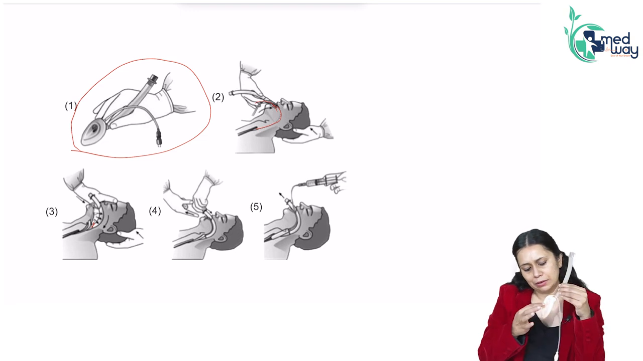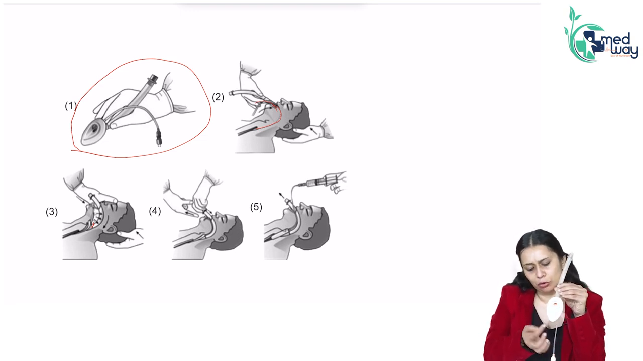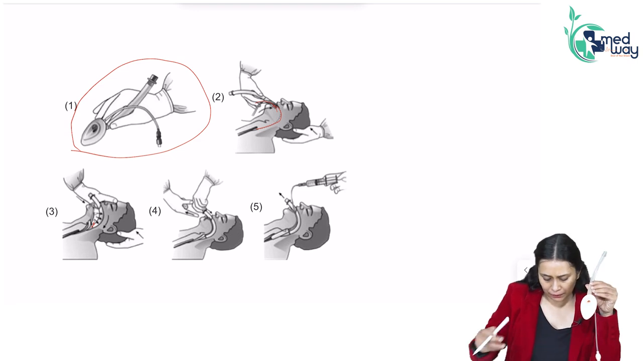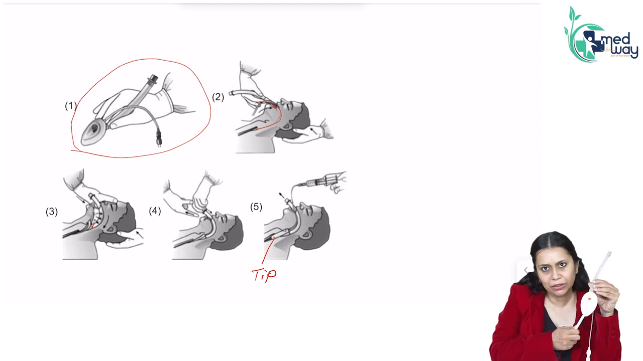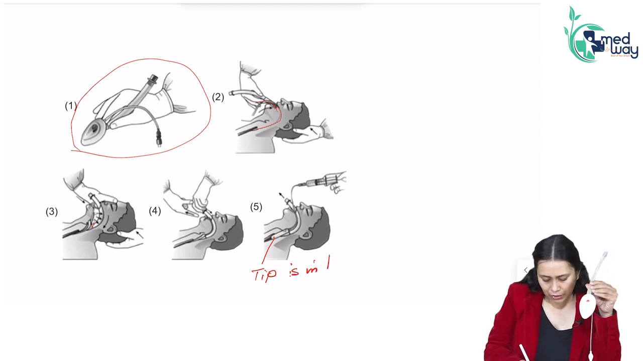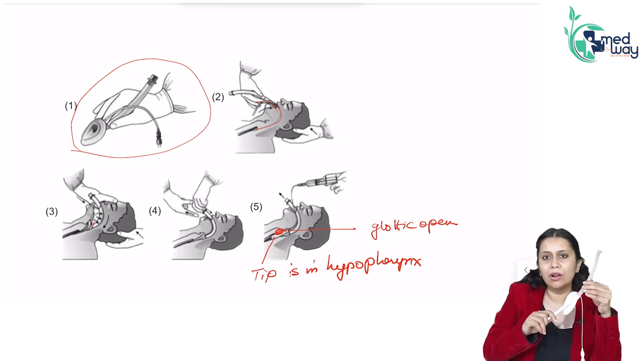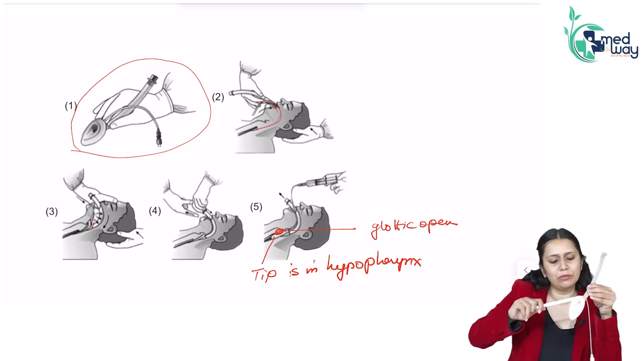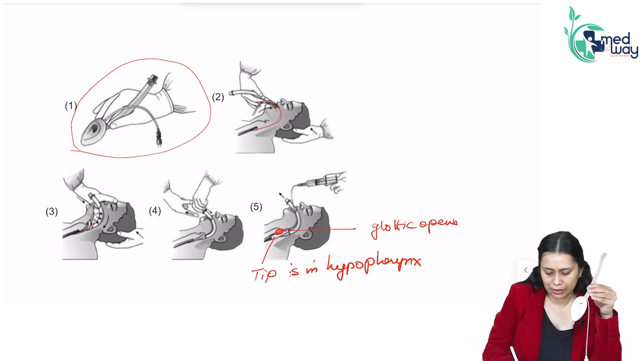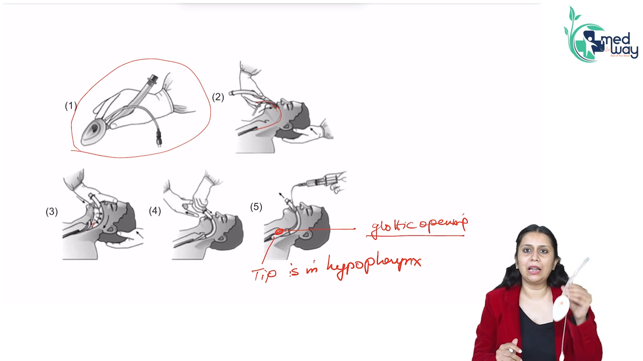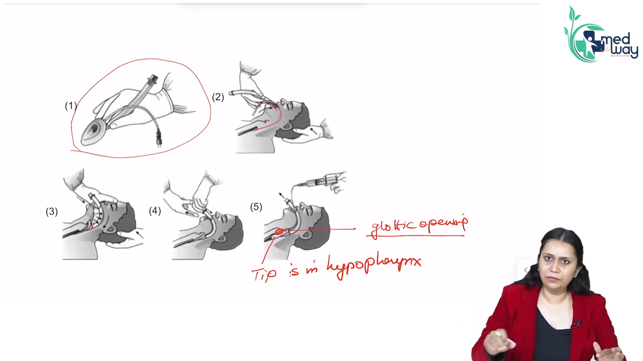Now what happens? This opening is against the glottic opening, and this tip goes into the hypopharynx. So you see, this tip is blind, doesn't have any opening, and is in the hypopharynx, right? And the opening is against your glottic opening. So this is the proximal opening, this is the distal opening, through which we can ventilate the patient. So this is our classical LMA and the method of inserting it.